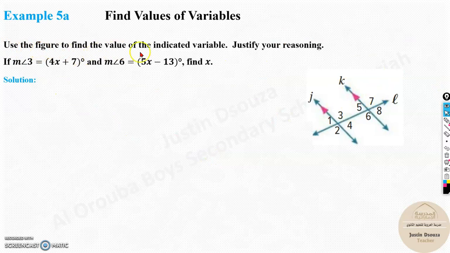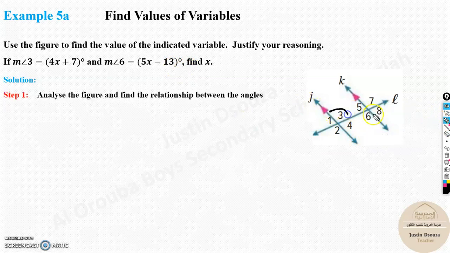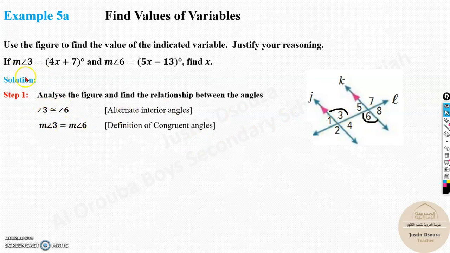The figure is given. We need to find x based on these conditions. The measure of angle 3 is given to be 4x plus 7, and the measure of angle 6 is 5x minus 13. Now look at angles 3 and 6. Analyze the figure and find the relationship. They are alternate interior angles because they are on opposite sides. Alternate interior angles are congruent, so the measure of angle 3 and the measure of angle 6 are equal to each other.